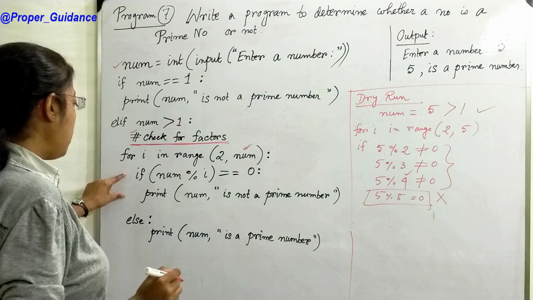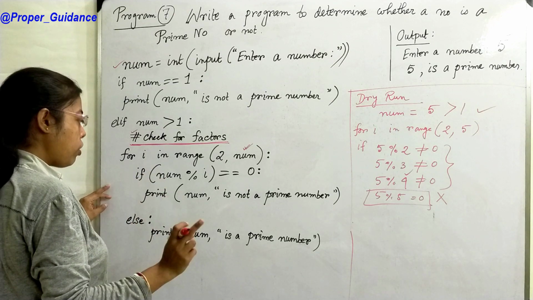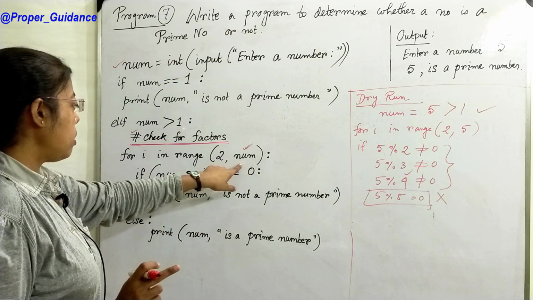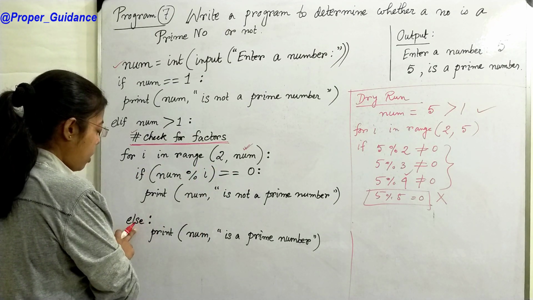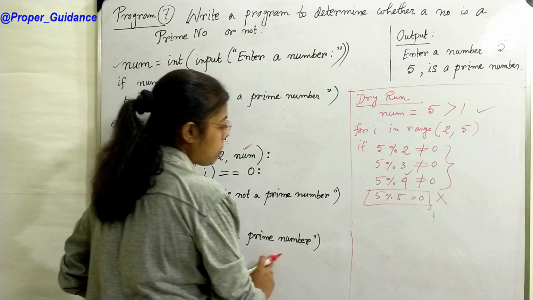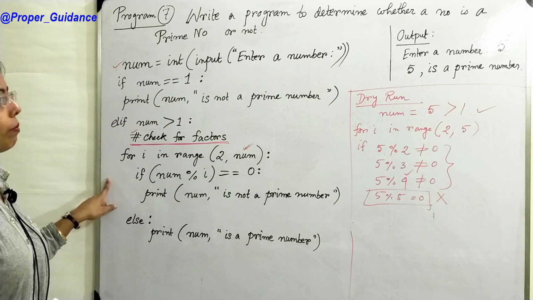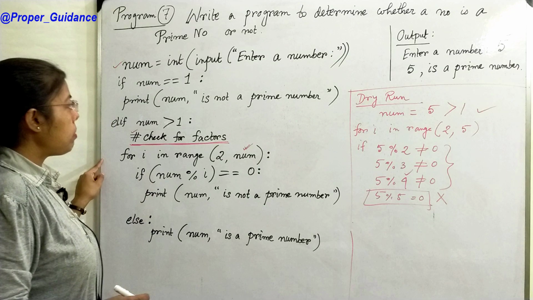Else section. If statement returns false value for each and every number in the range. That's why we execute the else part, and in else part, that is 5 is a prime number. Take any value and execute like this one. This is a very simple program, that prime number.